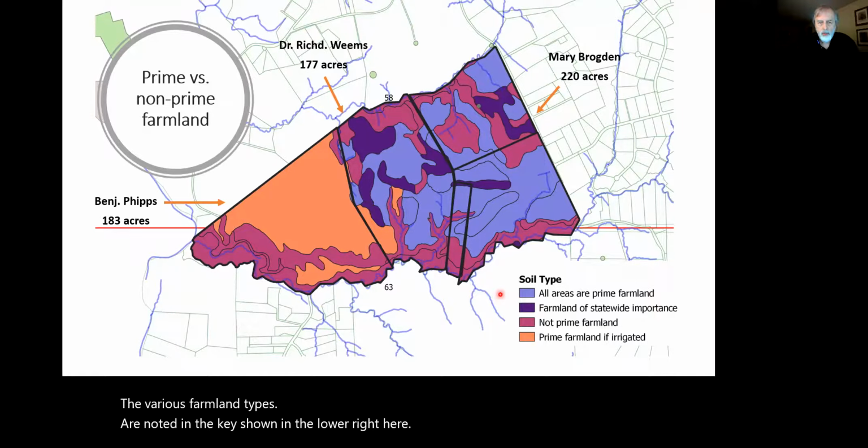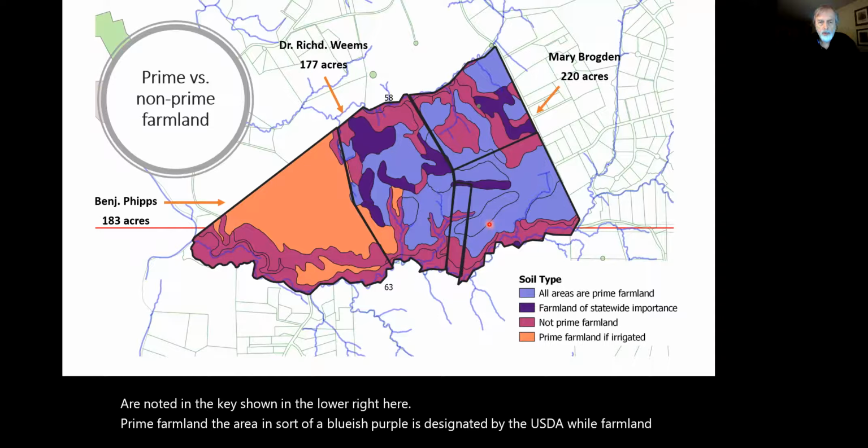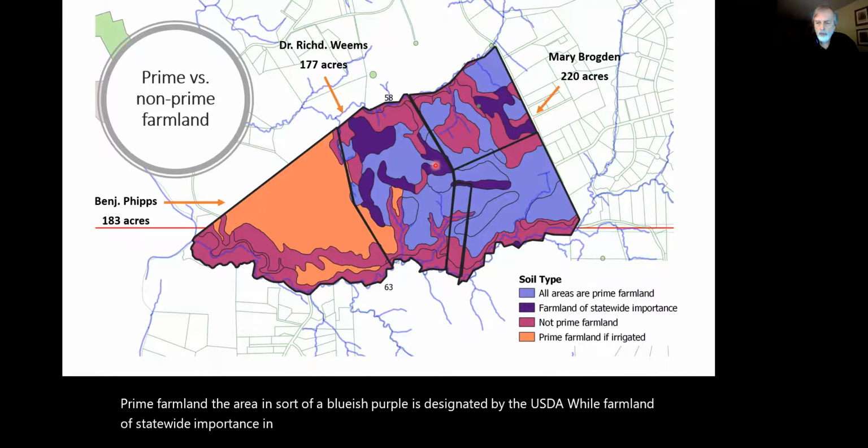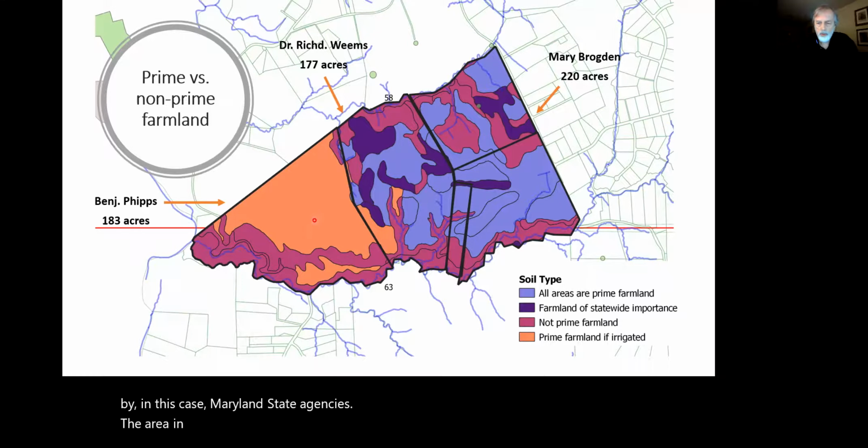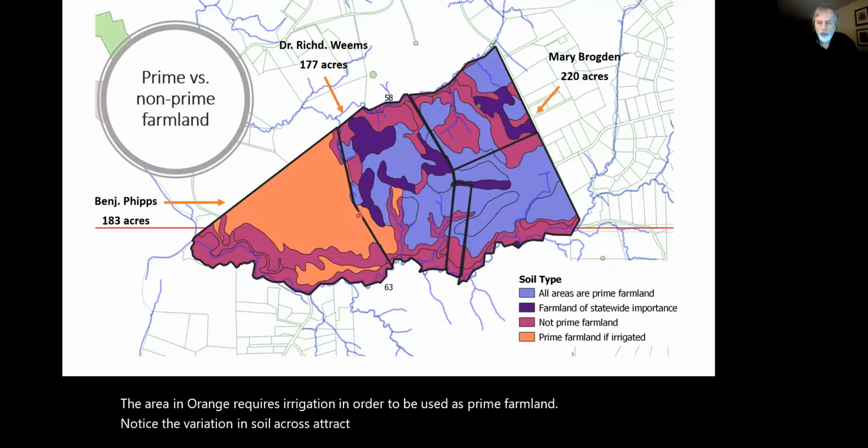Prime farmland, the area in sort of a bluish purple, is designated by the USDA, while farmland of statewide importance in the deeper purple is delineated by criteria determined by, in this case, Maryland state agencies. The area in orange requires irrigation in order to be used as prime farmland. Notice the variation in soil across the tract as we go from west to east. Using QGIS, we can eventually add the area in each of these smaller polygons to be able to compare the tracts.